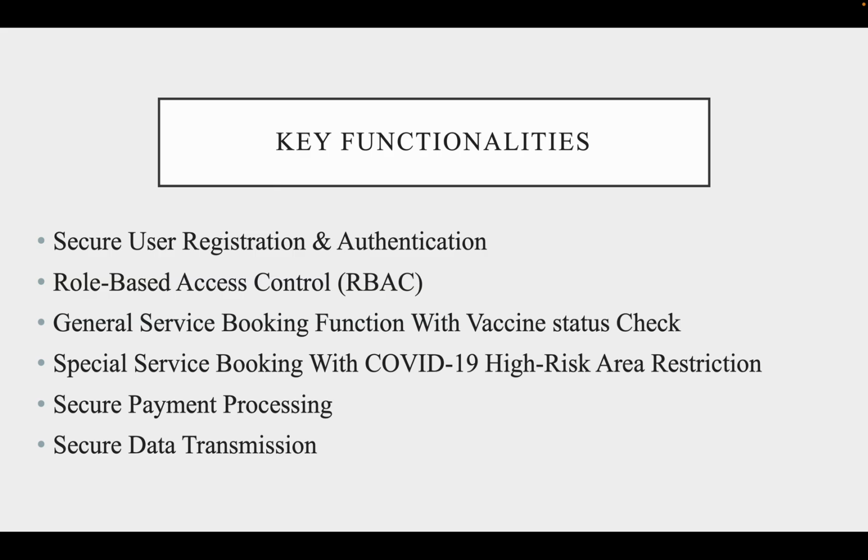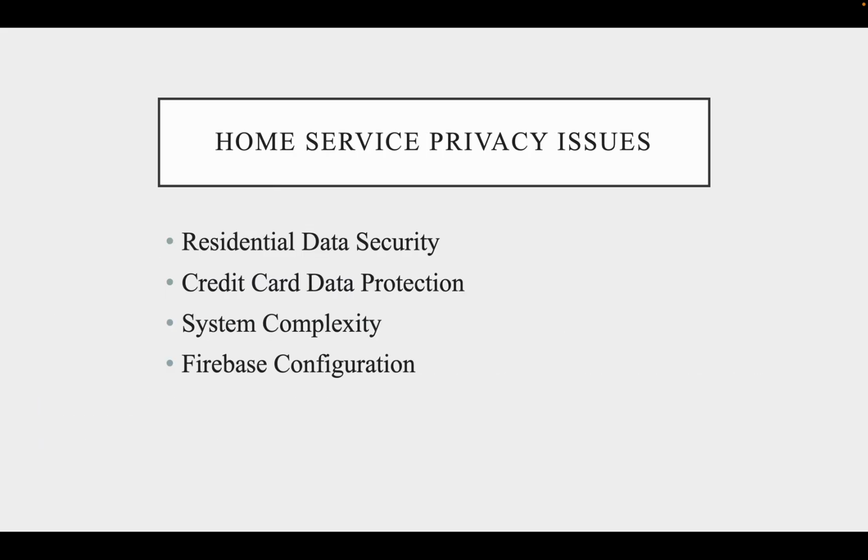And then we have a secure payment processing function, which is integrated with the Stripe API. That ensures credit card information is securely handled without being stored in our system. At the end, we have some methods that contribute to secure data transmission, including HTTPS, which can securely handle sensitive information like user address or payment details during the transmission of that sensitive data. Next, our colleague will introduce the privacy issues that we faced during the design.